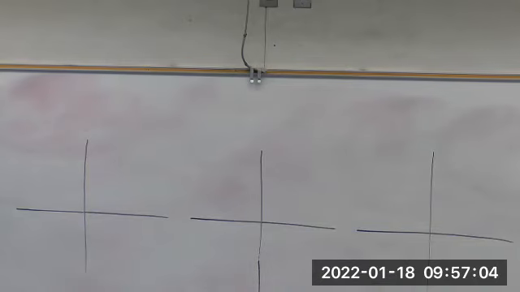It rises. As x gets bigger, so like this is -5, -4, -3, -2, -1, 0, x is getting bigger. 1, 2, 3, 4, 5. As x gets bigger, the y's get bigger. -3, -2, -1, and then over here, 1, 2, 3, 4. As x gets bigger, y gets bigger.